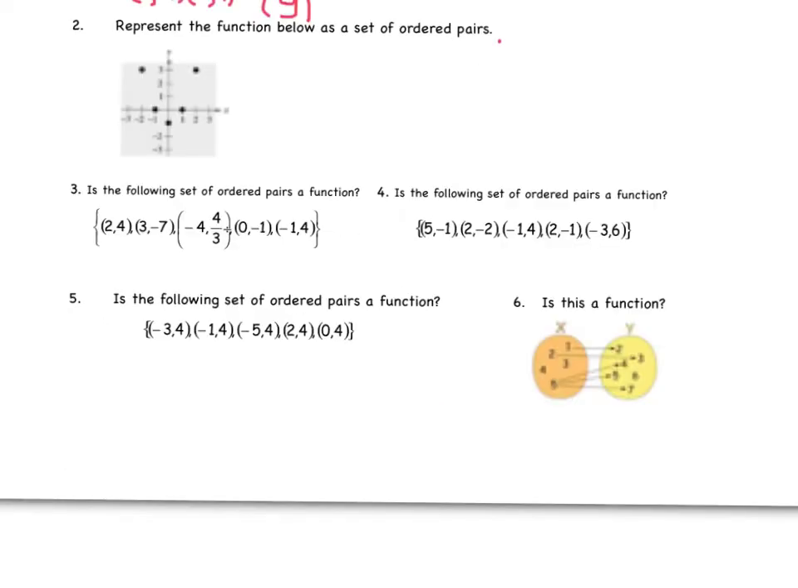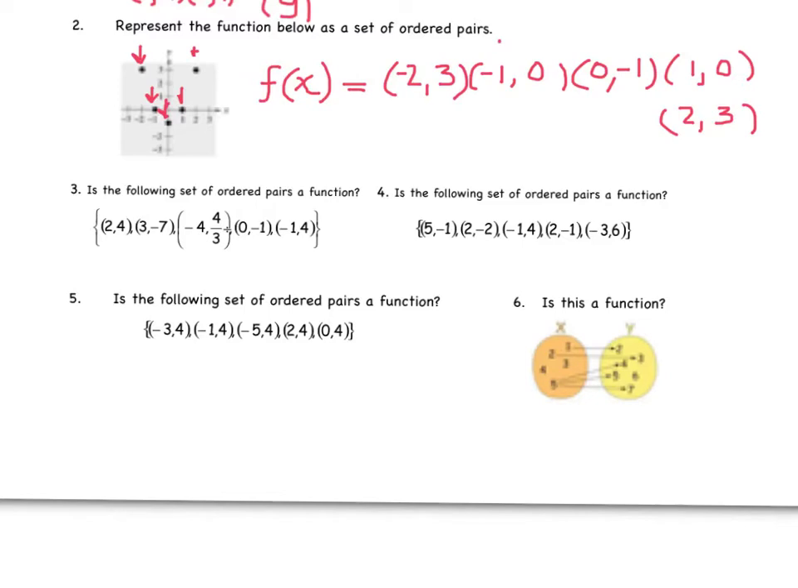All right, for number 2, it wants us to represent the function below as a set of ordered pairs. So basically, we're going to say the function of x. Okay, so we're going to give a function of x, and we're going to go ahead and give these ordered pairs. So all you have to do is tell me where all these dots are. So you're going to start with the first one and keep going and tell me where all those dots are, and you're going to do them in ordered pairs. So go ahead and pause the video and do those.